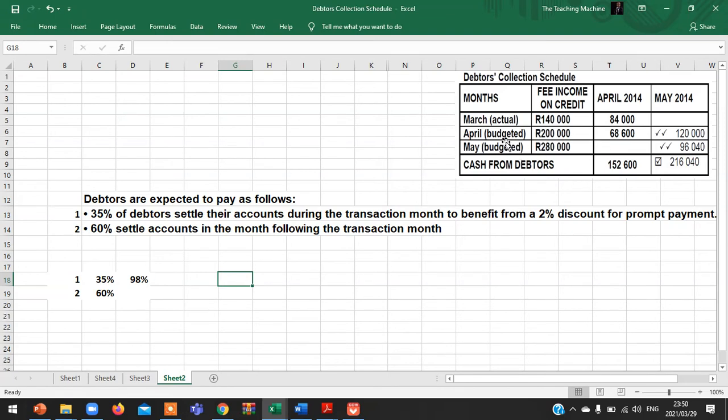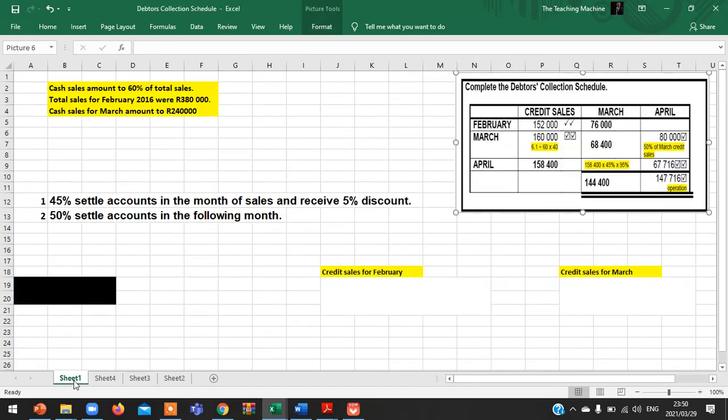All right. From April to May, it's 2 months. April, May. Your 2 says collect 60%. From May to May, it's a single month. And then for 1, it's 35% and 98%. So when you say 280, multiply 35%, multiply 98%, it will definitely give you 96,040.